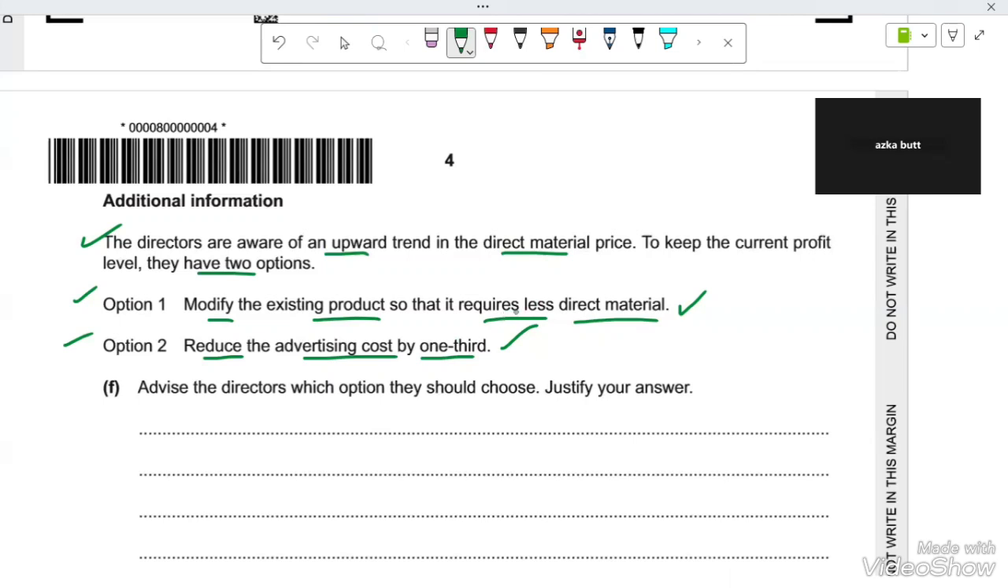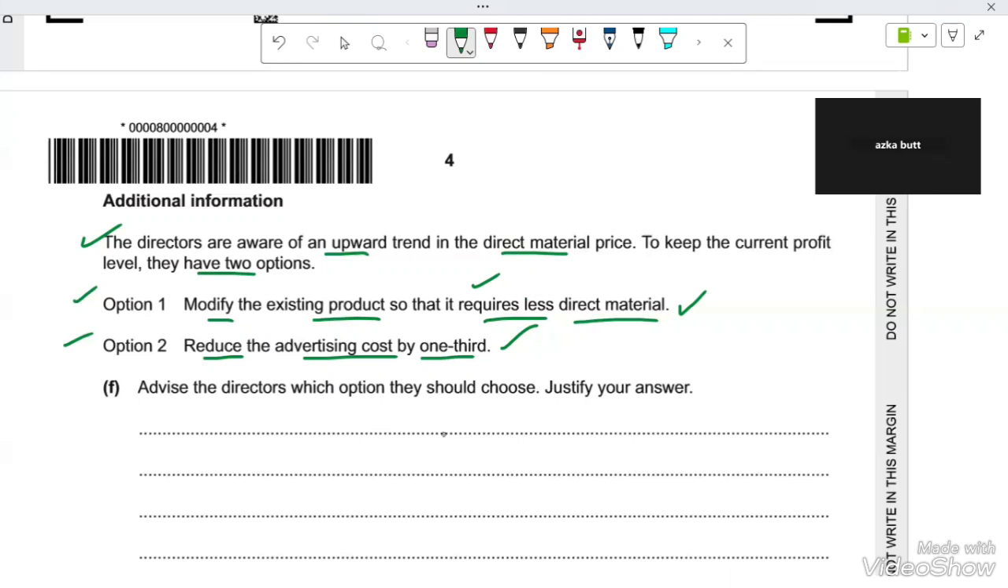You can use the quantitative information. My final recommendation is that I'm going to choose option one. Why? Because it has higher cost savings, slightly more: 4,320 versus 4,000 from cutting advertising. And there's no immediate impact on sales, unlike advertising cuts. Modifying the product does not directly reduce customer demand.